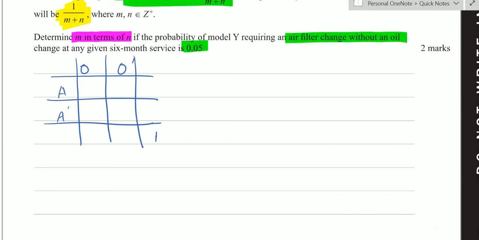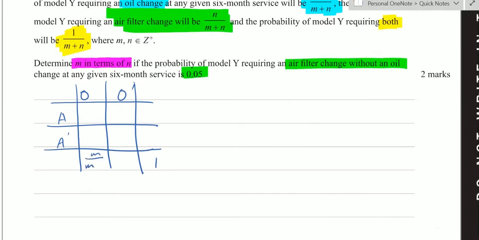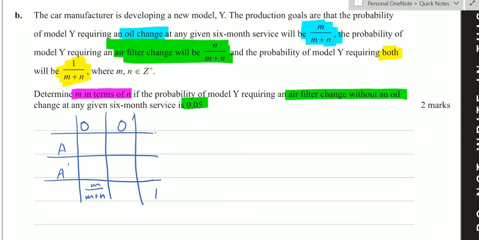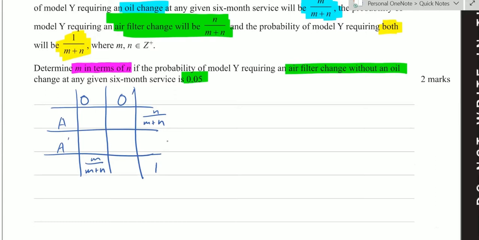And then bottom right is 1. So things we know is that oil change is m on m plus n, and air filter change is n on m plus n. So we can fill out, well, unlike the other one, we do want to fill in most of the boxes, but not all of them. Just enough so we can see what's happening. But if you don't know what's happening, you can just fill all of them out, because you'd probably get a broader scope of what's going on.